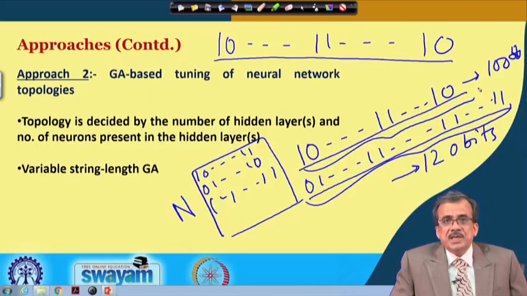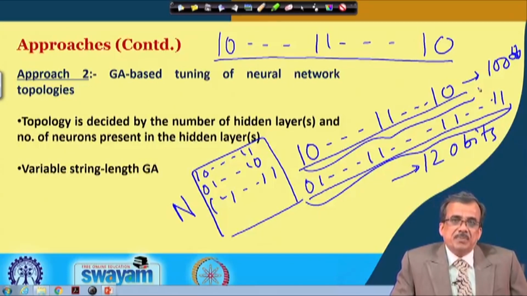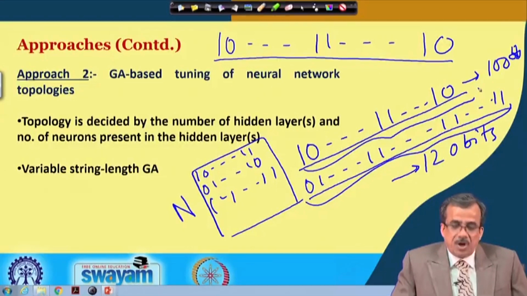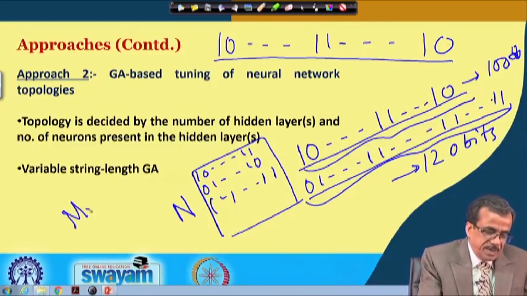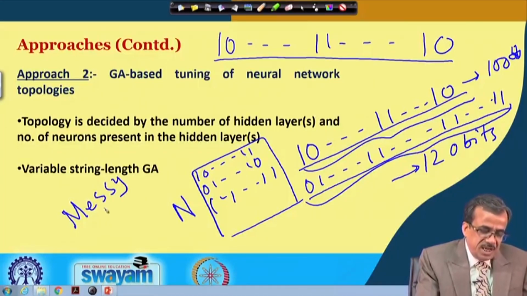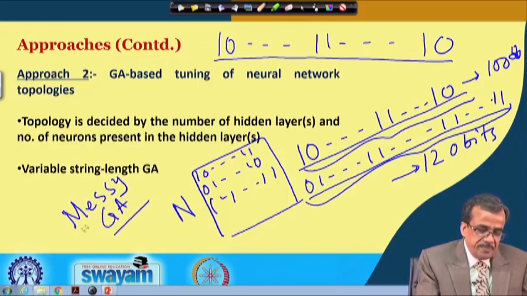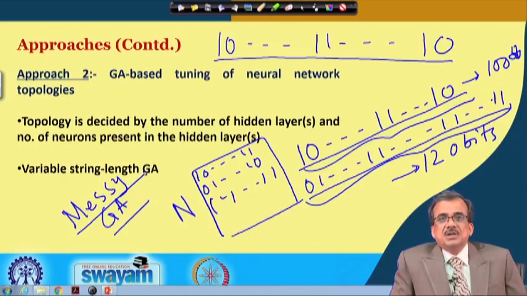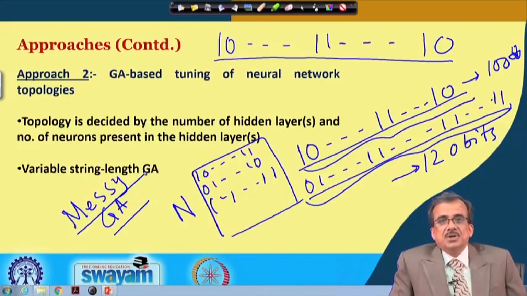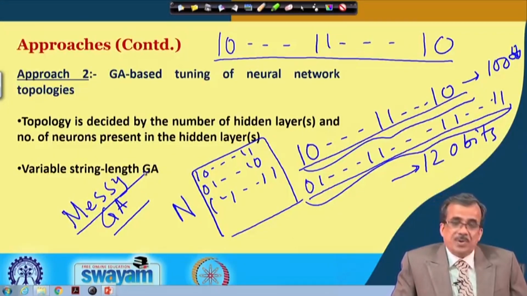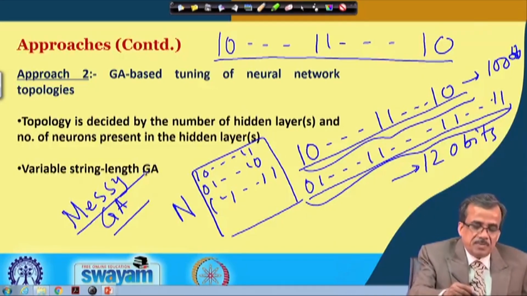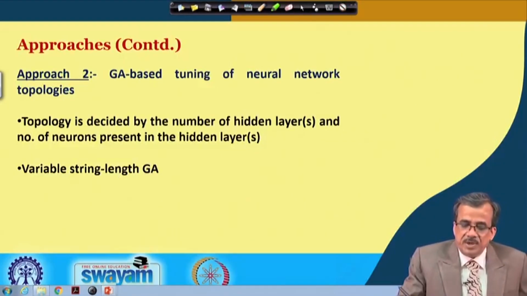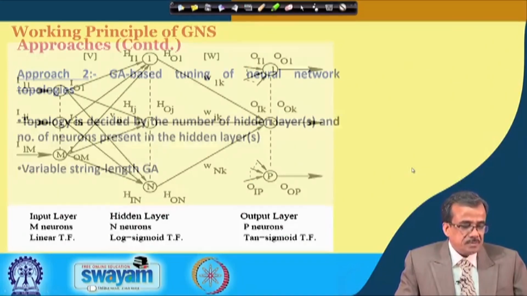There are some ways to overcome this problem, and we have a special type of GA that is called the messy GA. Messy GA is another very popular GA where we consider the variable string length during the crossover operation. This is once again beyond the scope of this particular course, so I am not going to discuss the messy GA in detail.